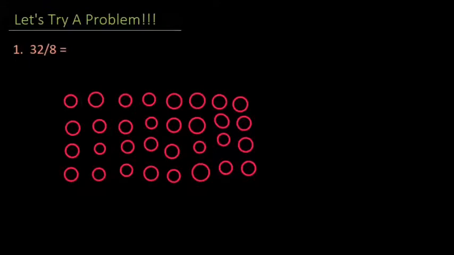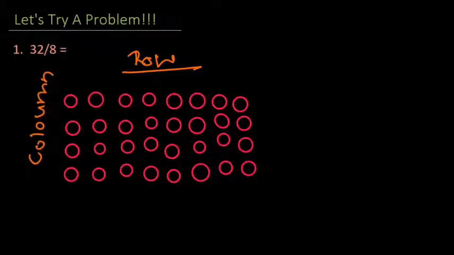Okay, so here I have 32 circles drawn out. First of all, keep these in mind because I'm going to be using these words a lot today. When it's horizontal like this, it's a row. And when it's vertical, it is a column. Okay, so now we know what a row and column is.